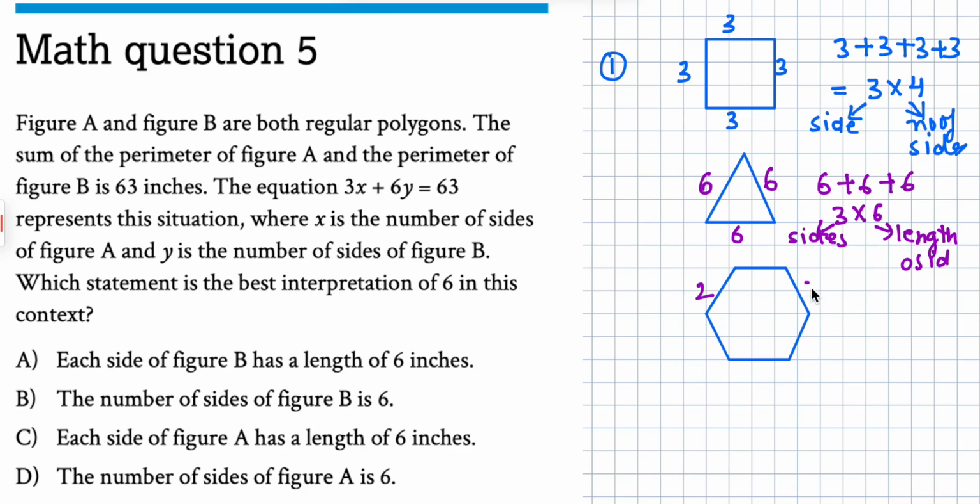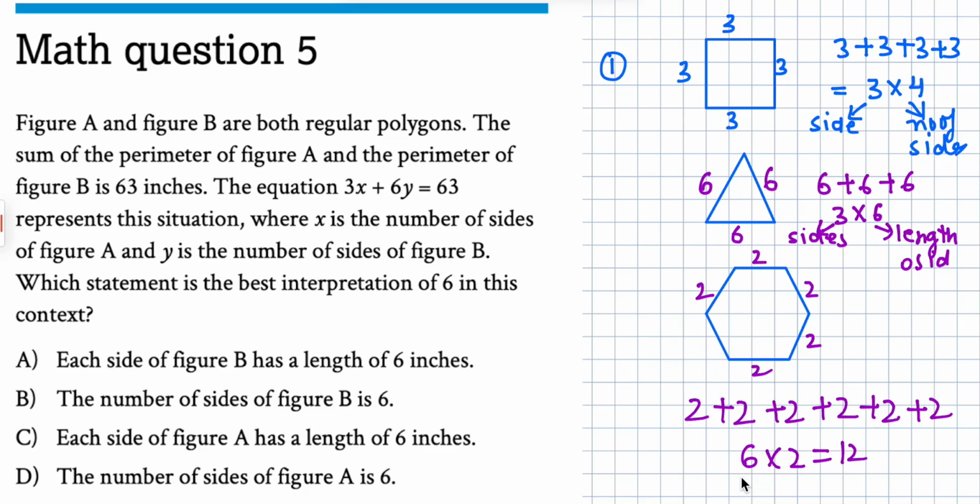Again, it's a 6-sided polygon. So 2 plus 2 plus 2, every side is 2. That means you are doing 2 plus 2 plus 2 plus 2 plus 2 plus 2, 6 times. And because the same number is being added repeatedly, this is 6 times 2, which is 12. So we are seeing a pattern here.